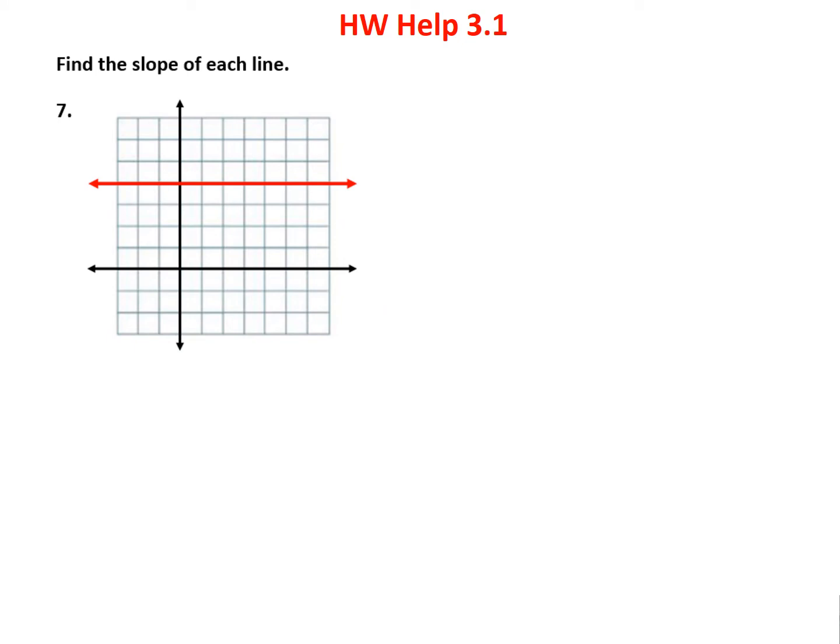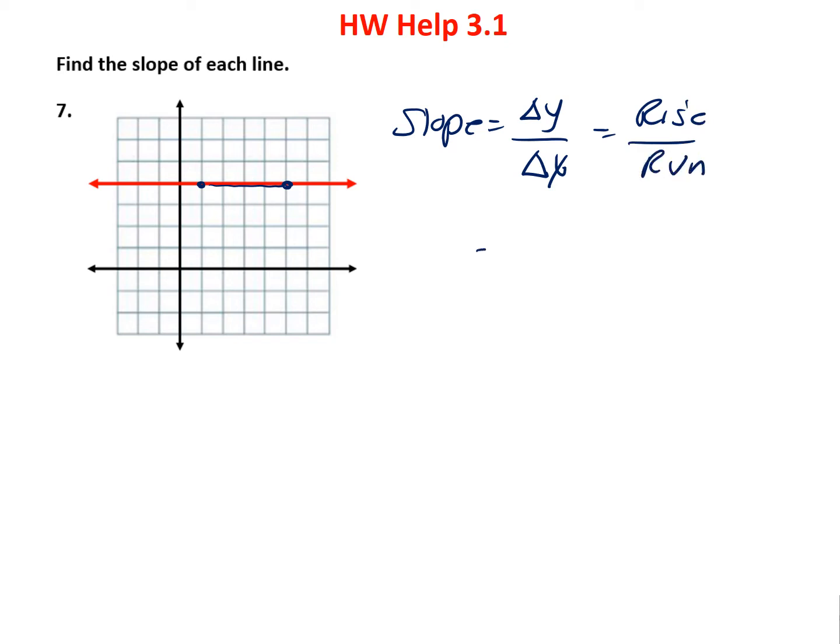Now for number 7, again, find the slope. I'm going to find 2 points. You notice it's a horizontal line, and I can pick any point. I'm just going to pick a big point here, okay? So when I go to draw a triangle, I can't draw a triangle because it's right on the line. But I can do something. Remember, the slope is the change in y over the change in x, or the rise over run.